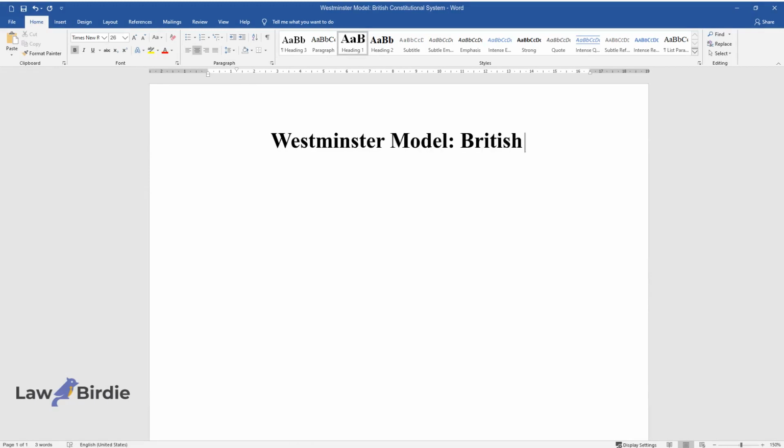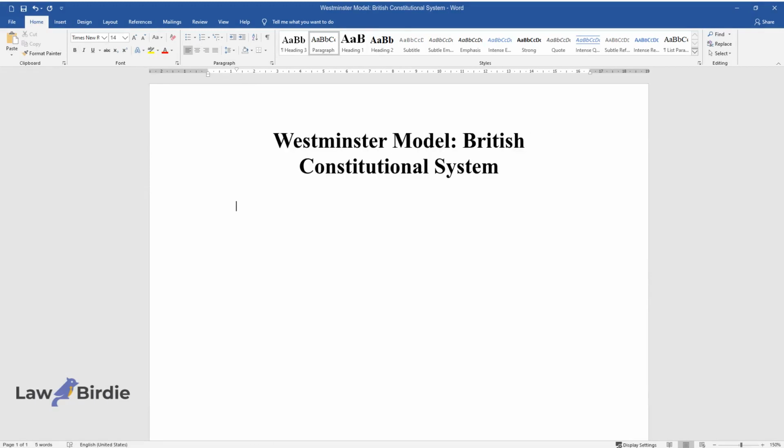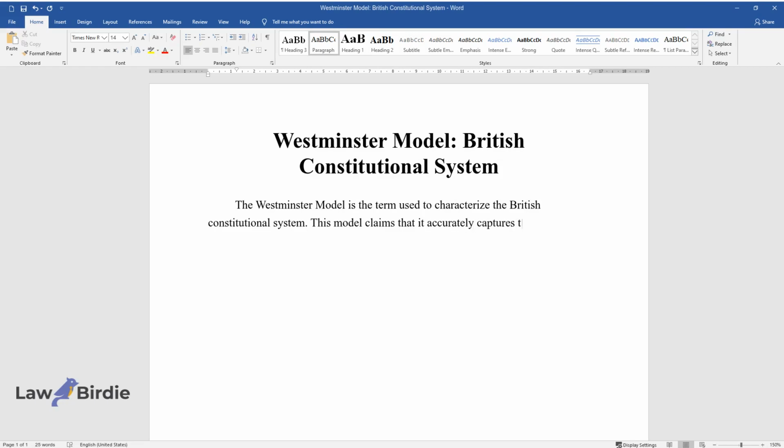Westminster Model, British constitutional system. The Westminster Model is the term used to characterize the British constitutional system. This model claims that it accurately captures the constitution and functioning of the UK government.